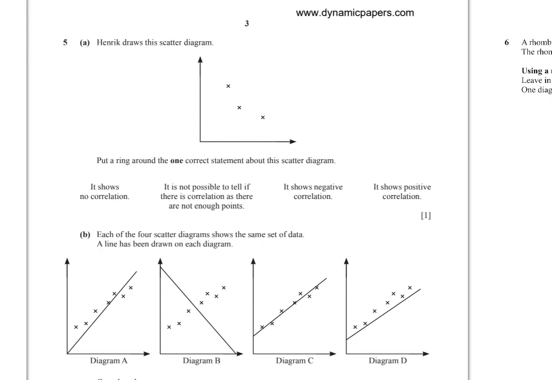Number 5. Henrik draws this scatter diagram. Put a ring around the one correct statement about the scatter diagram. It shows no correlation. It isn't possible to tell if there is a correlation, as there are not enough points. It shows a negative correlation. It shows a positive correlation. Because we have only 3 points, we cannot judge. So it is not possible to tell if there is a correlation, as there are not enough points.